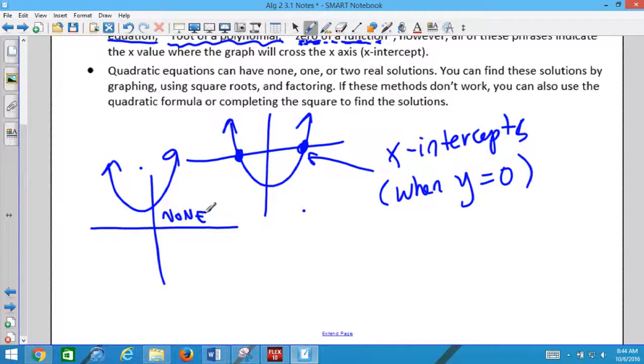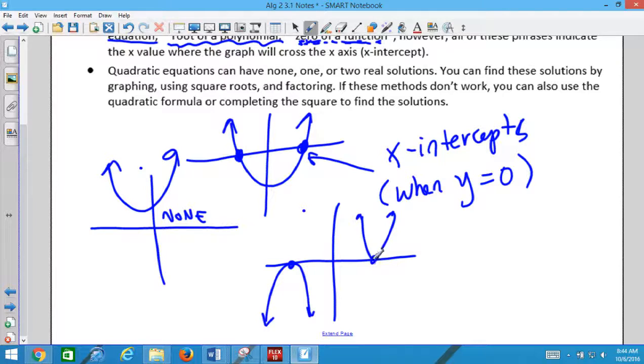And then how about 1? How would that look for 1? The vertex is on the x-axis. Right. If the vertex was on the x-axis, there would be 1 time that the parabola crossed the x-axis. We just touch it and go back up, or touch it and go back down.